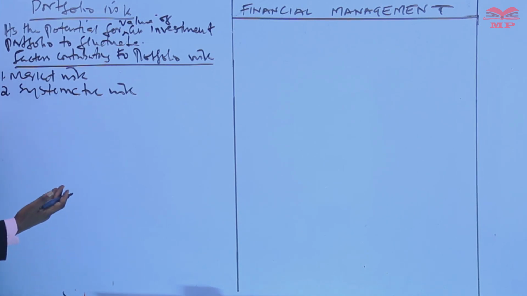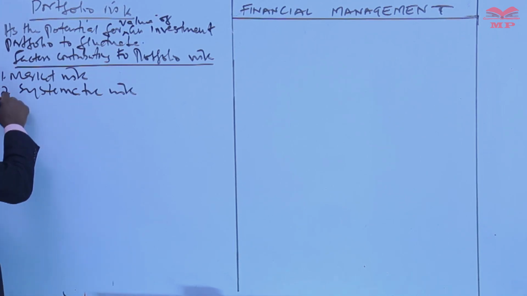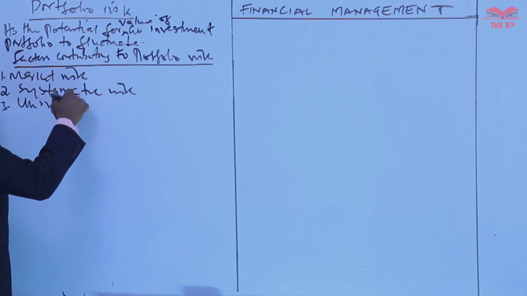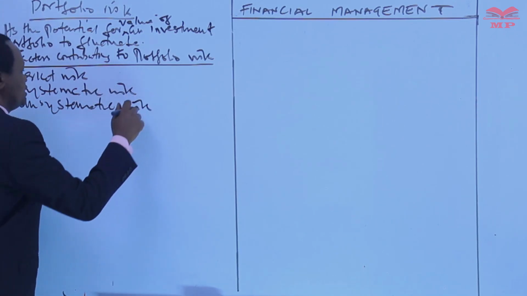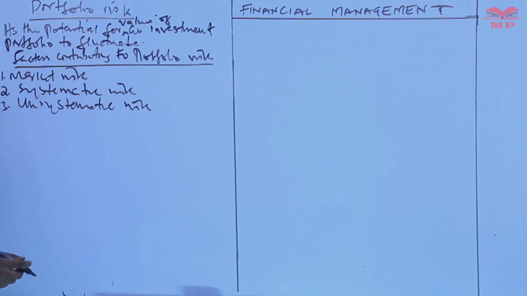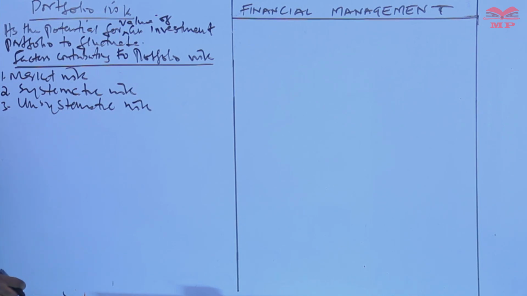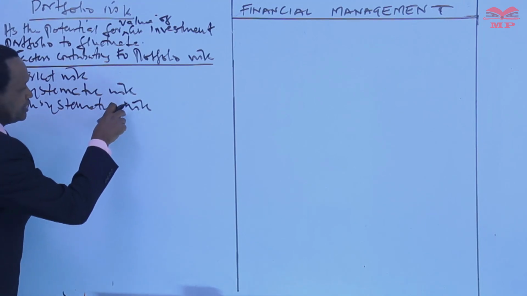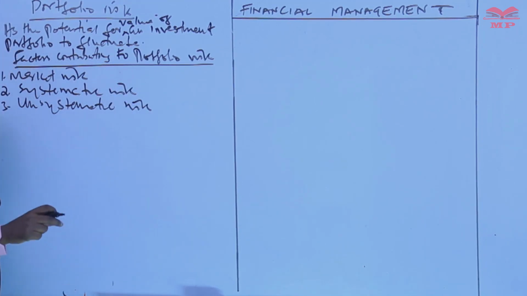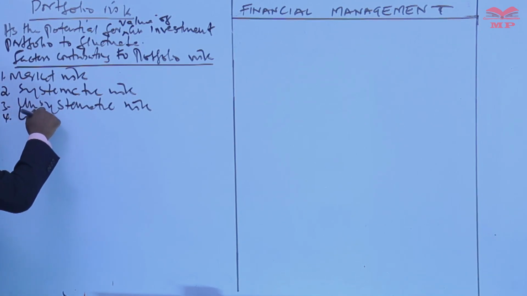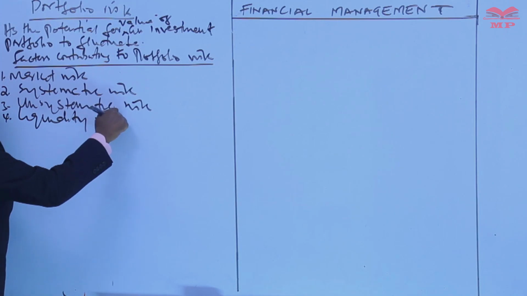We have the unsystematic risk. Unsystematic risk, candidates, is a risk that is specific to the individual assets within a portfolio. And such a risk can be reduced through diversification. 4, liquidity risk.